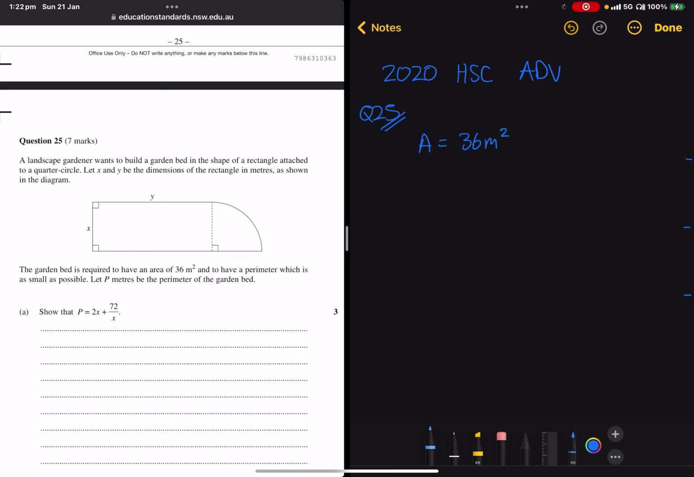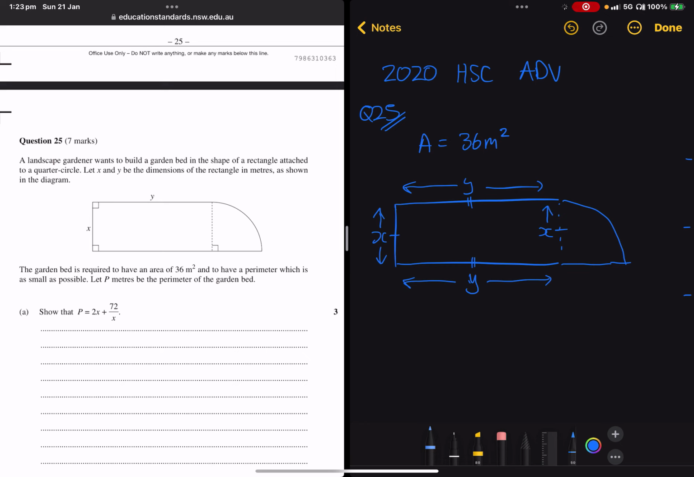Okay, so we're going to draw a diagram. We're going to find some dimensions here. So this is y up here. Because this bit is a rectangle, this must be y down here. This bit over here is x. Because this is a rectangle, this bit over here is x. And because this is a quarter circle, it has the same radius. That means this is x.